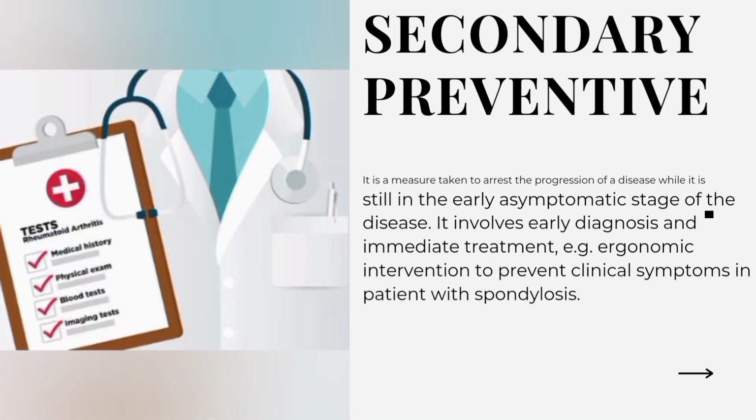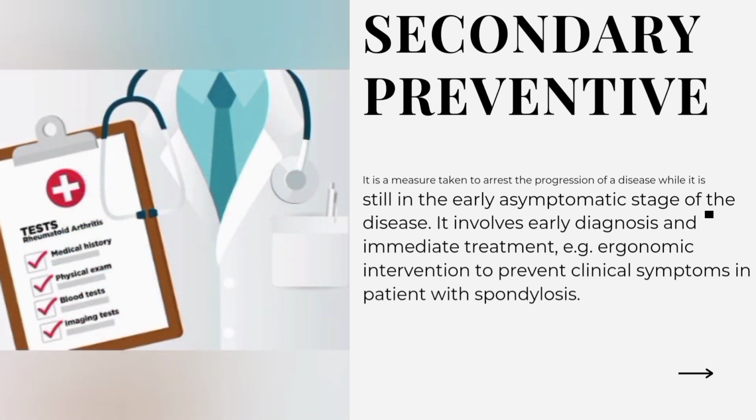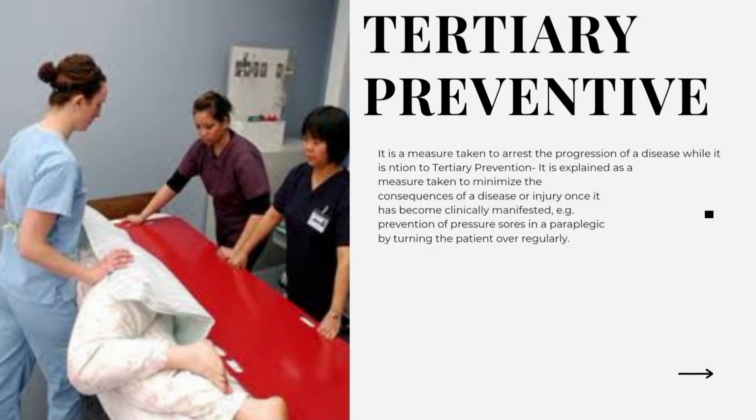Secondary preventive, these are all measures that are taken to arrest the progression of any disease while it is in the early stages, in which it is the asymptomatic stage of the disease. So it involves early diagnosis of the disease and the treatment. So all the interventions that can be done before any symptoms have happened are in the secondary preventive.